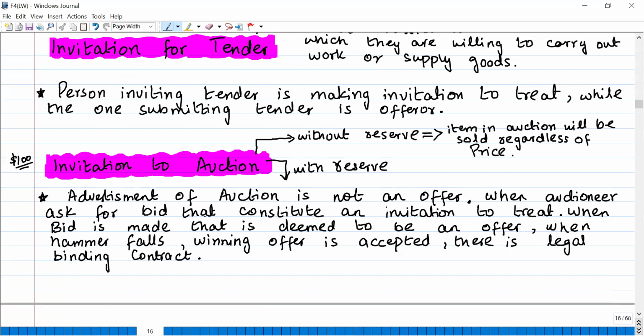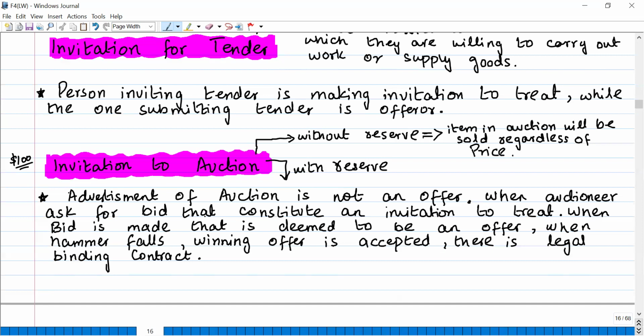Then comes invitation to auction. If you are inviting someone to an auction, advertisement of auction is not an offer. It's very important point that if you have put an advertisement regarding an auction, and someone comes to the auction, and you withdraw the goods from the auction, then that person cannot say that you put up an ad that was an offer, and I traveled from far away place to get to the auction to get those goods, and now you have withdrawn the goods. Now please pay me the travel expenses. He cannot do that. Why? Because advertisement is not an offer. Remember that advertisement of auction is not an offer.